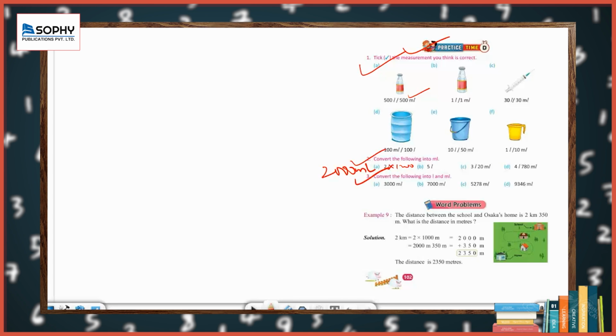In the next one, we have to convert it into liter and milliliter. So 3000, we divide it by 1000. It becomes 3 liter, students. Now let's look at the word problems.